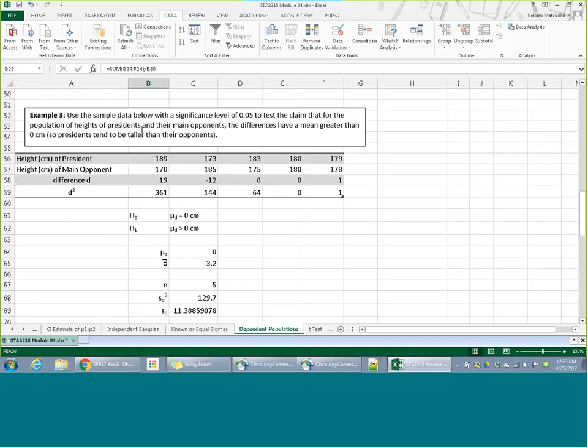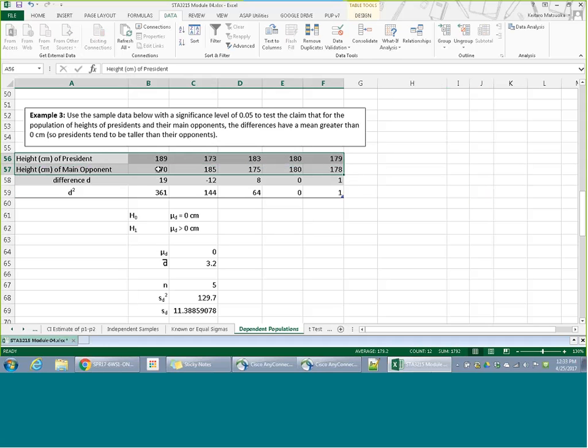Use the sample data below for a significance level of 0.01 to test a claim that for the population of heights of presidents and their main opponents, the differences have a mean greater than 0. So we're making the claim that the presidents tend to be taller than their opponents. Is that so? So let's take a look. You'll typically be given this data up here, these 2 rows. So you have to do the bottom 2 rows, which we just already did.